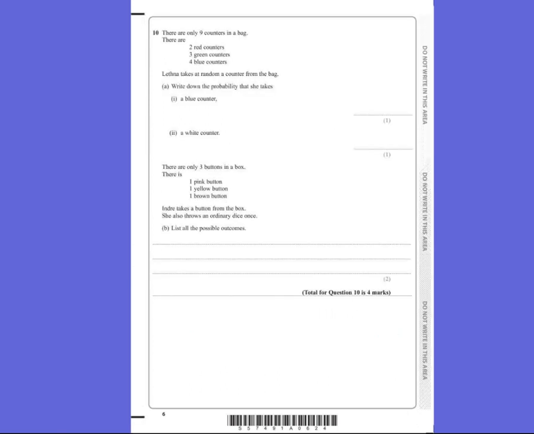Question 10. There are only 9 counters in a bag. There are 2 reds, 3 greens and 4 blues. Leffner takes at random a counter from the bag. Write down the probability that it's a blue. So there are 4 blues and there are 9 counters altogether. We should always do probability as fractions, decimals or percentages. In this case, fractions is much easier. Probability of getting a white counter, well there are no white counters, so that would be 0 out of 9, or that's just 0, that's fine.